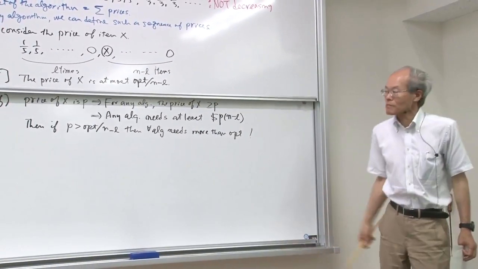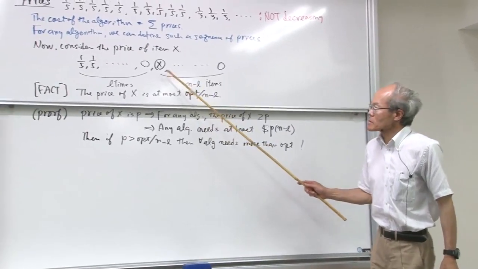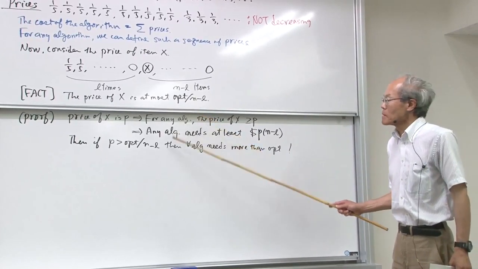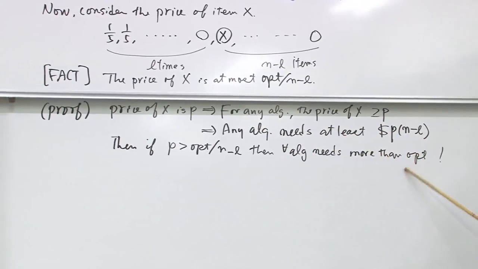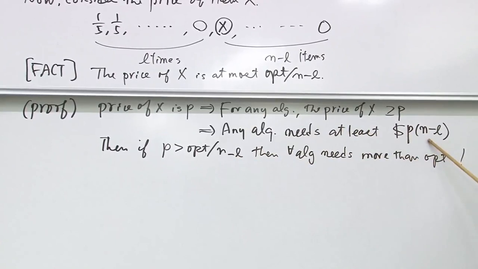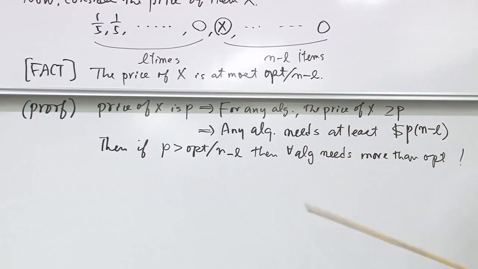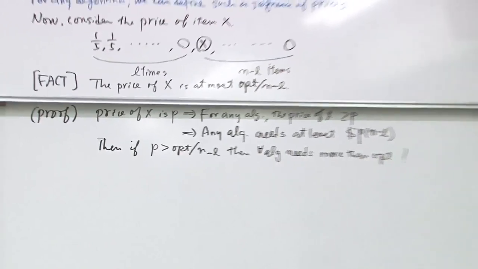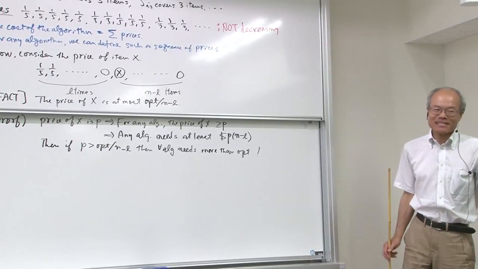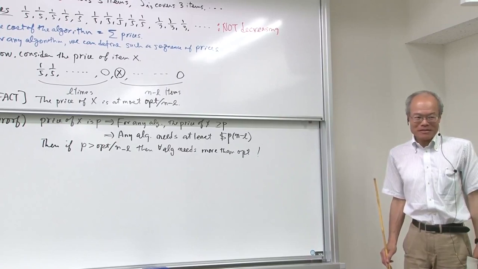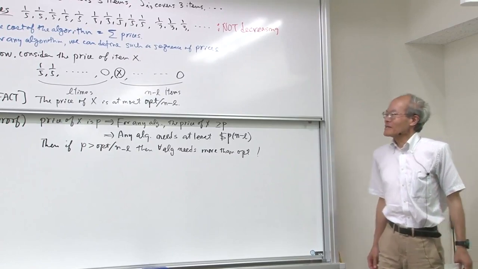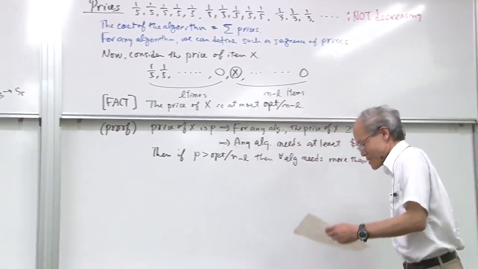Then we can imply a simple contradiction. If the price of X is more than this value, then any algorithm costs more than this value multiplied by N minus L, which is opt. So any algorithm needs more than opt. That is a contradiction. Of course, there is an algorithm that needs just opt. So this is a contradiction. That's why this fact is correct. This fact is true.